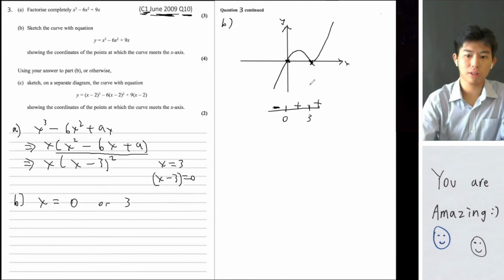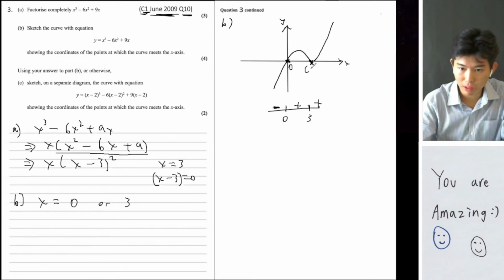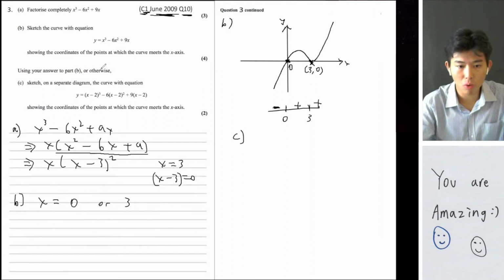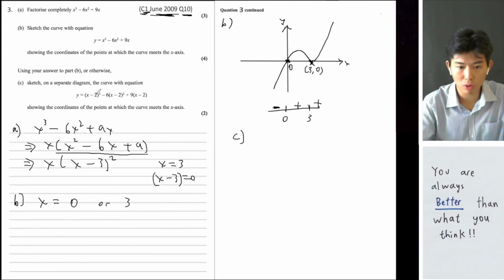It should look something like this. And this one will be 0, and this one will be 3, 0. Okay, for part C, use the answer to part B, or otherwise, sketch on a separate diagram the curve with equation y equals f of x minus 2.